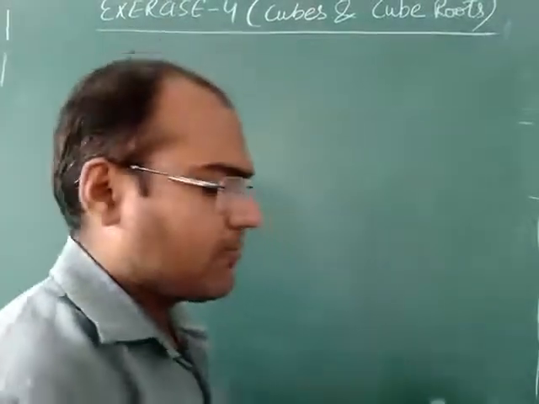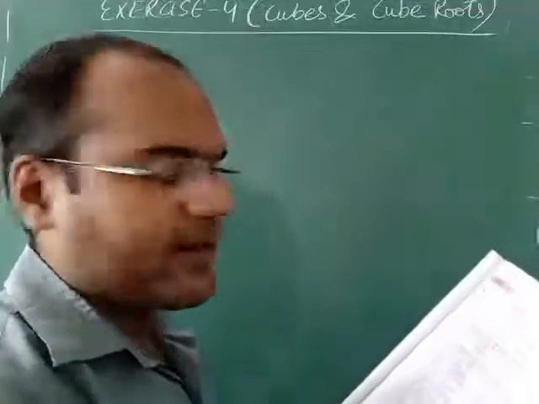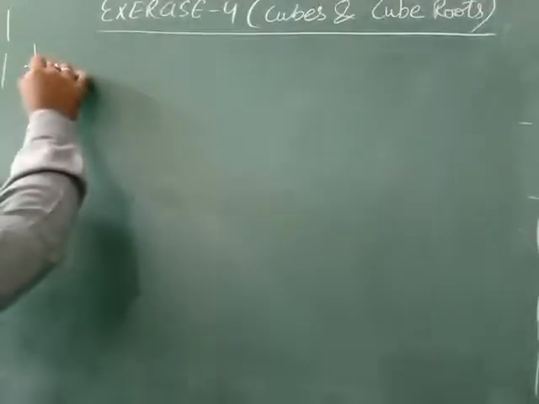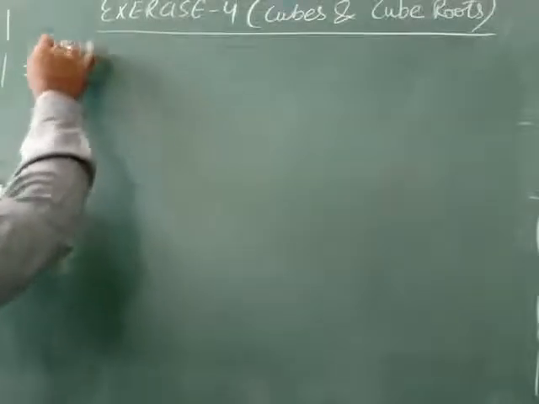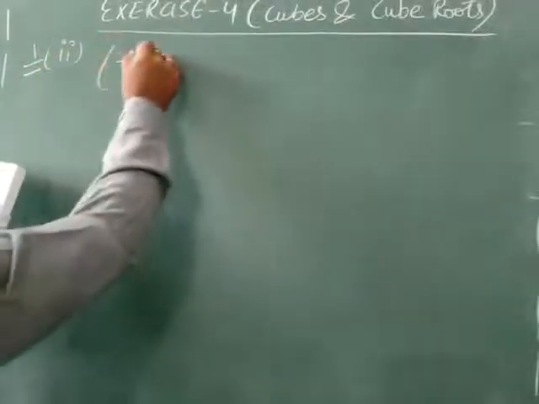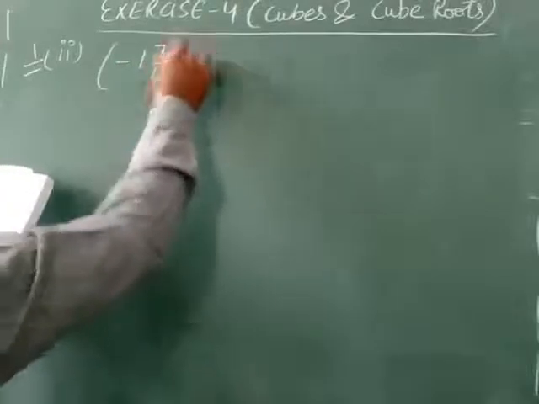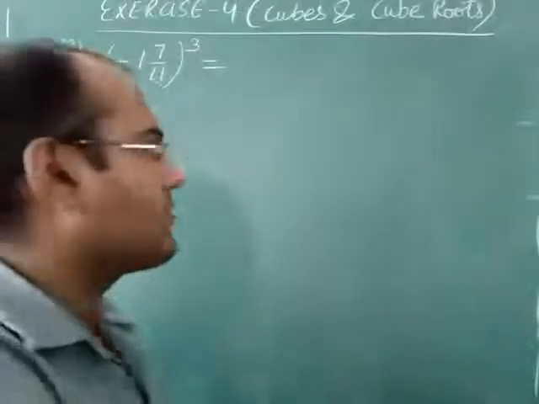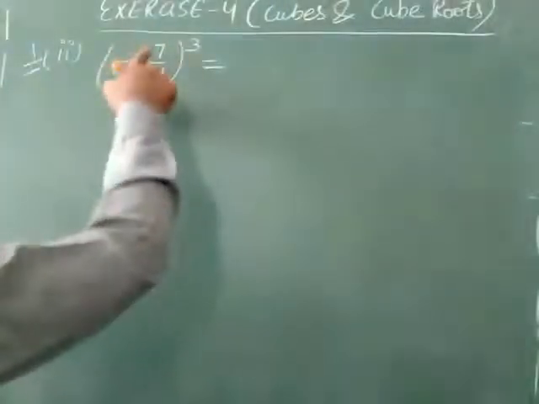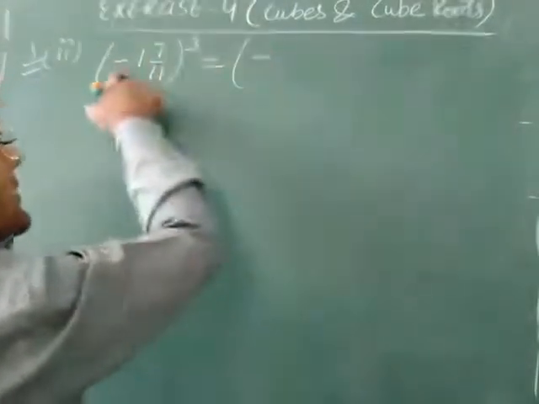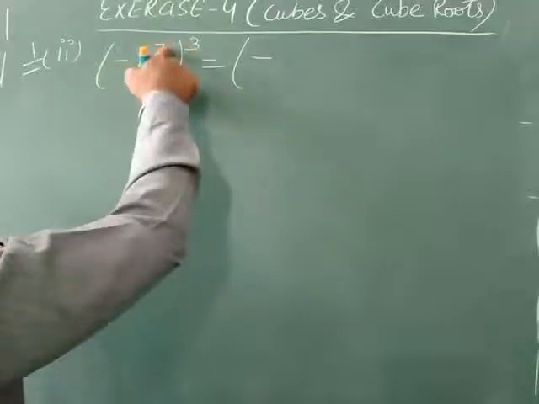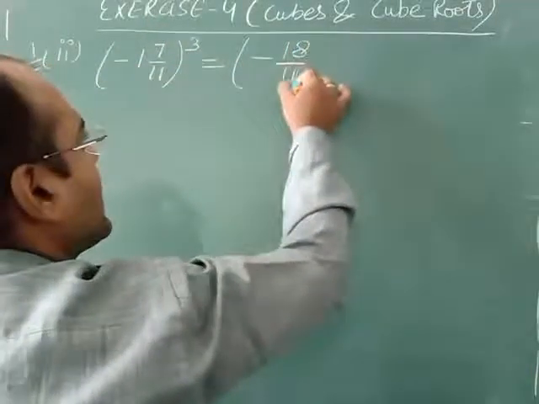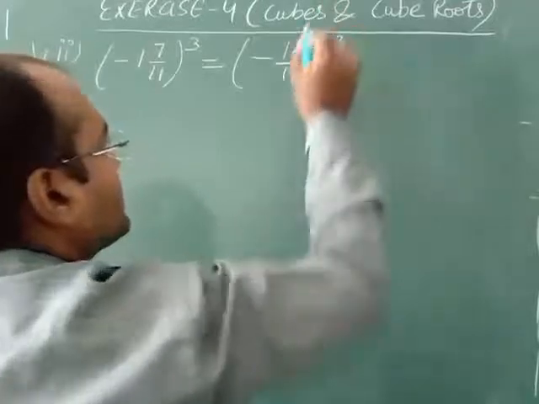Now see question number first. First question is find the value of each. Second question is minus 1 whole 7 upon 11 power 3. So what will be your first step? First of all, what you have to do? We will change this mixed fraction. Minus will be as it is, 11 1 11, 11 plus 7 will be 18 upon 11 power 3.